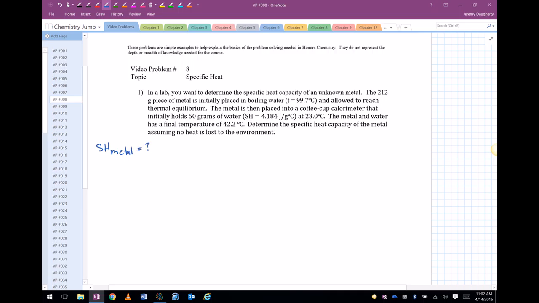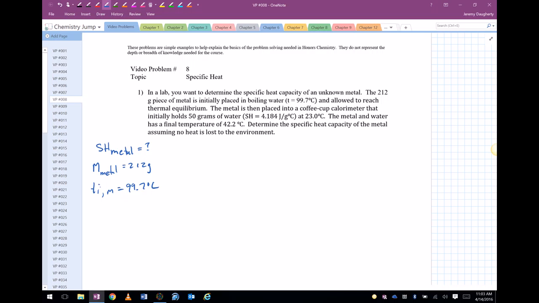The 212 gram piece of metal, so the mass of the metal is 212 grams, is initially placed in boiling water. So the temperature initial of the metal is 99.7 degrees Celsius and allowed to reach thermal equilibrium. In other words, the metal heats up to that.